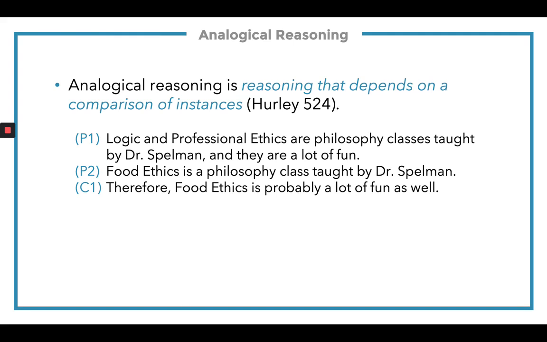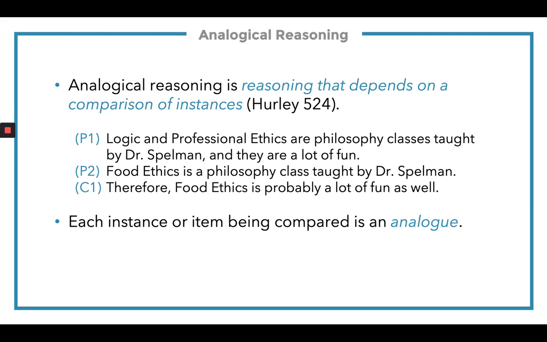Now what you see here in this argument is that we're taking a few examples of different classes that Dr. Spellman teaches, logic and professional ethics on the one hand, and we're drawing some conclusion about food ethics on the other. Each instance or item that's compared here is called an analog. So that's going to be logic, professional ethics, and food ethics. Those are the analogs.